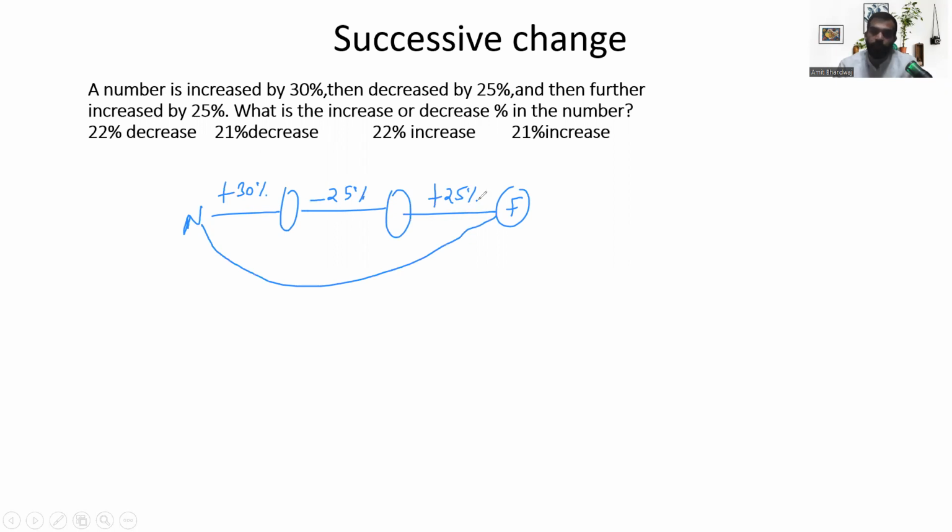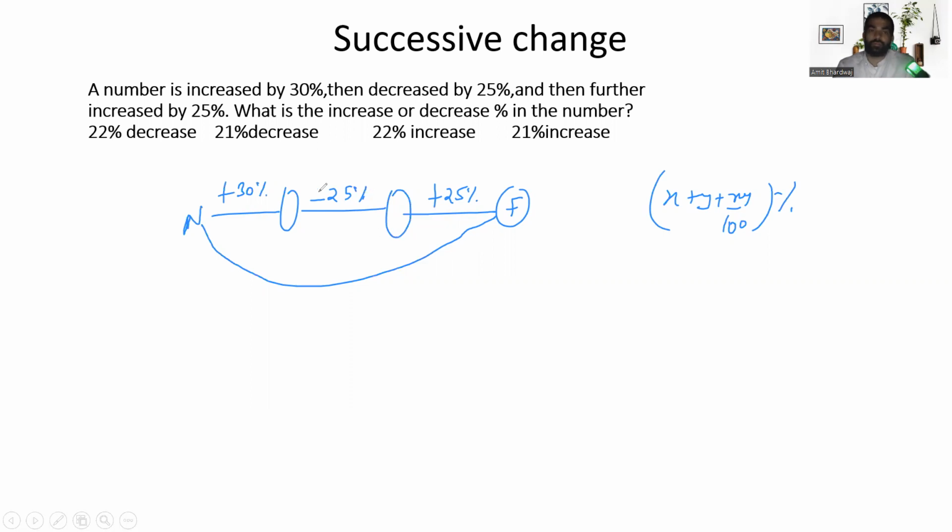So my suggestion to you, this formula is applicable only to 2 variables. There are 2 successive changes, but right now there are 3 successive changes. So my suggestion is to use it in such a way that the calculation will become easy. And how can we do that? This is the question in front of us.